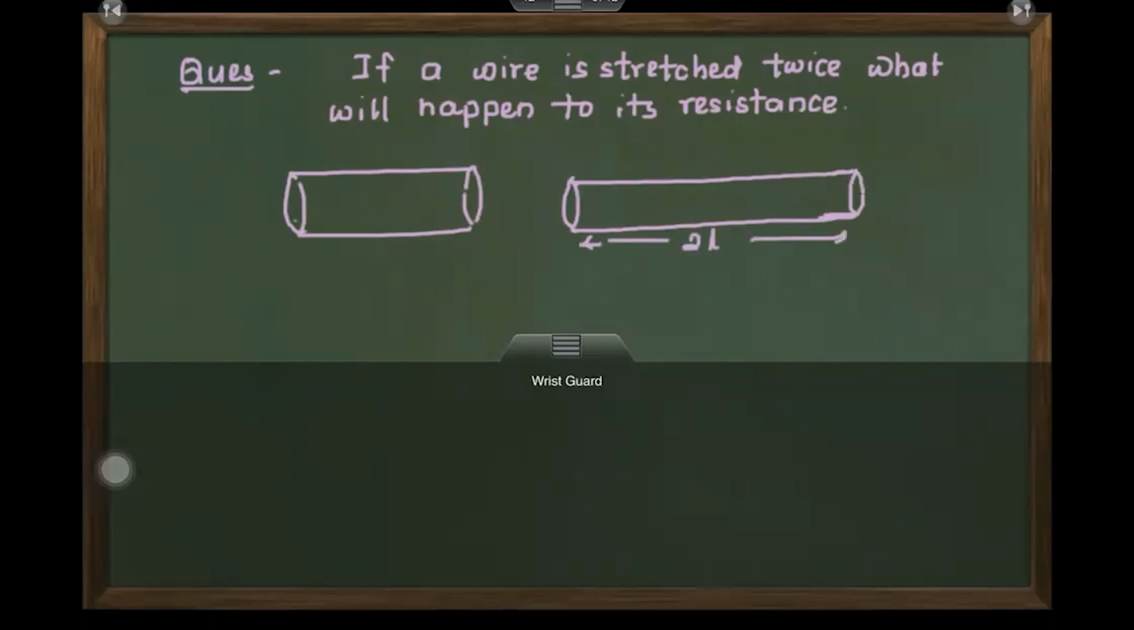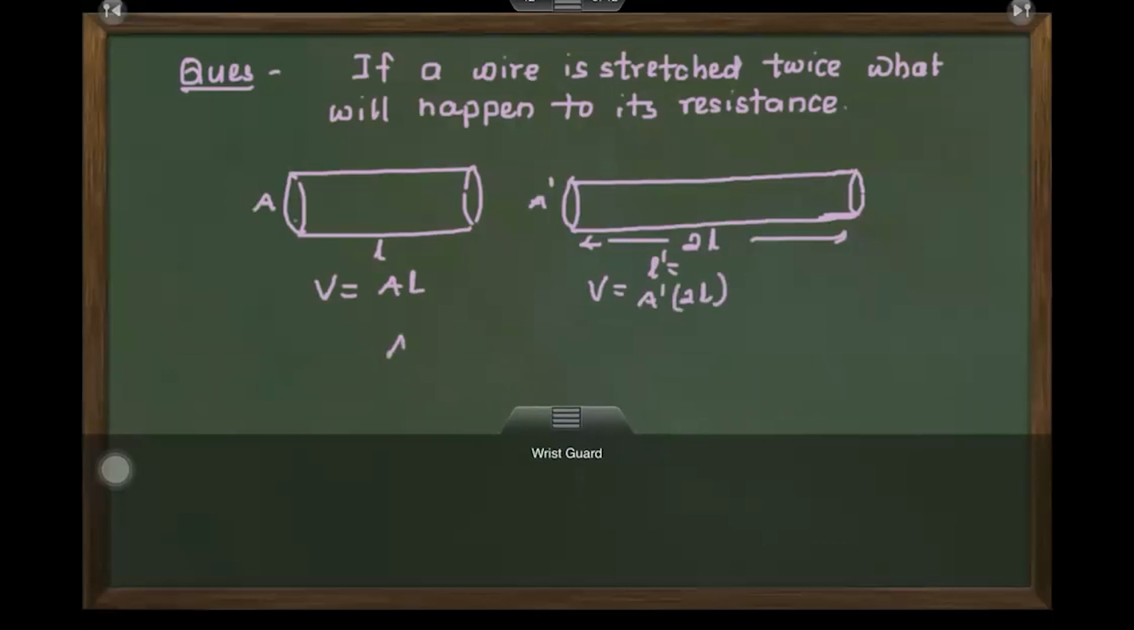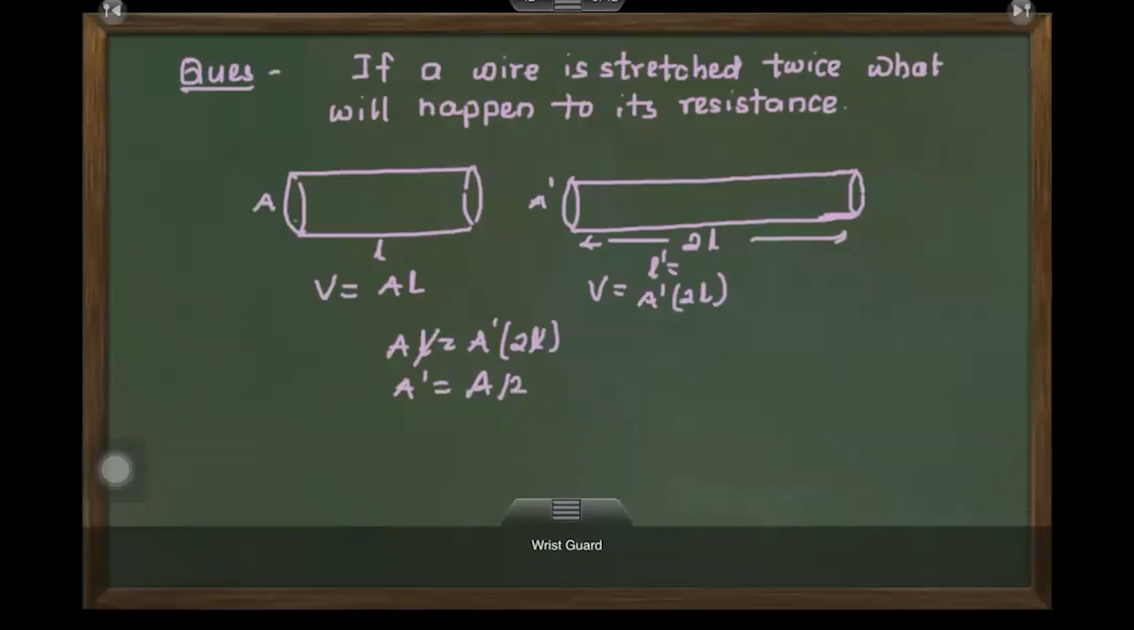So see what is happening to the new area. Suppose the new area is A dash and the new length is 2L. So what will be the volume here? Volume is equal to area into length. Here the same material is there, and that's why the same volume will be here. So we can write AL is equal to A dash into 2L, and that's why L and L cancel. A dash is equal to A by 2. So area becomes half when you increase the length twice.